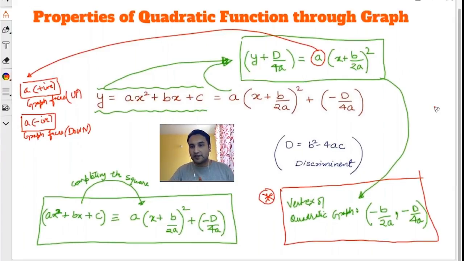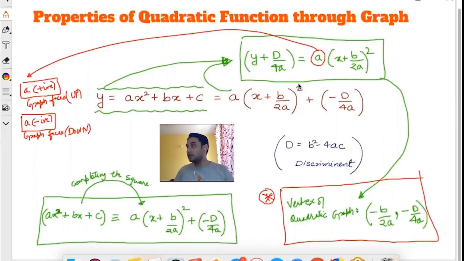Correct? So basically you have now derived the entire concept of quadratic equations using transformation of graph, because a quadratic equation is nothing but a transformed version of x square. That's it. So what is a quadratic graph? It's a transformed version of y equal to x square. Got it?